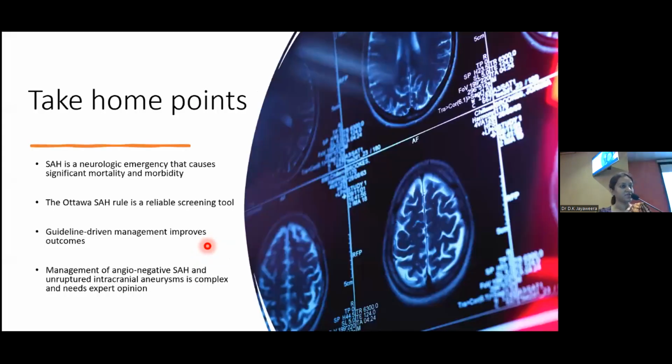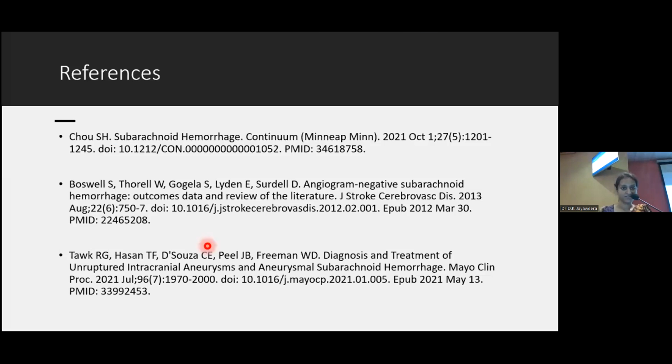I will conclude by saying that subarachnoid hemorrhage is a neurological emergency with significant morbidity and mortality, and the Ottawa SAH rule is a reliable screening tool. Guideline-driven management improves outcomes, and the management of angio-negative subarachnoid hemorrhage and unruptured intracerebral aneurysms is complex and needs expert opinion. So these are my references.